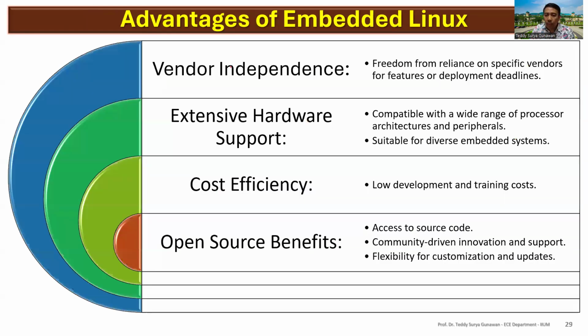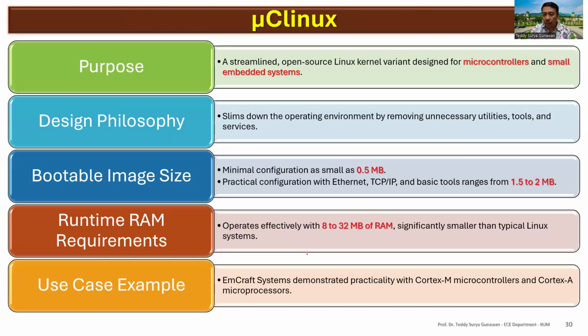The advantages of embedded Linux are vendor independence, freedom from lock-in to specific vendors, because it is open source so you can modify and add. Also extensive hardware support, cost efficiency with low development and training costs, and open-source benefits. So these are the four advantages of embedded Linux. For a specific type of embedded Linux, we have microcontroller Linux, MicroC Linux.